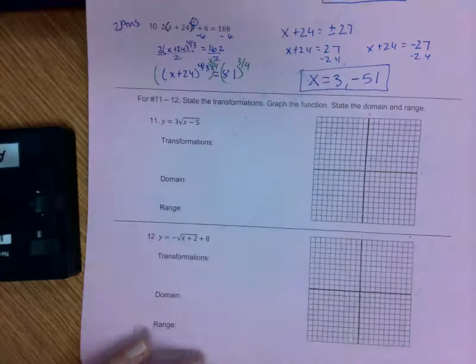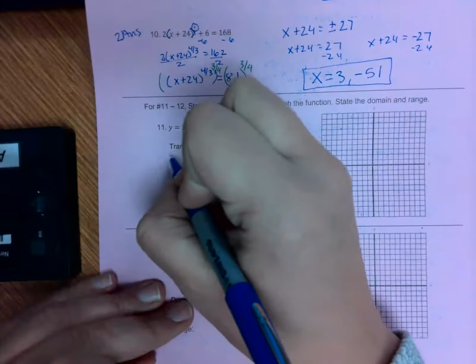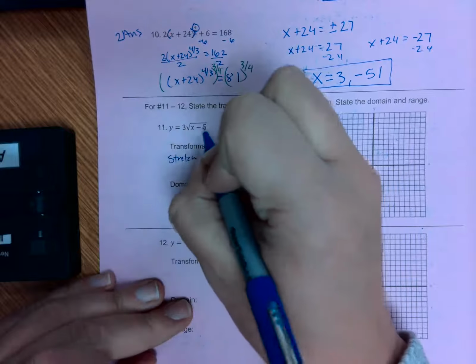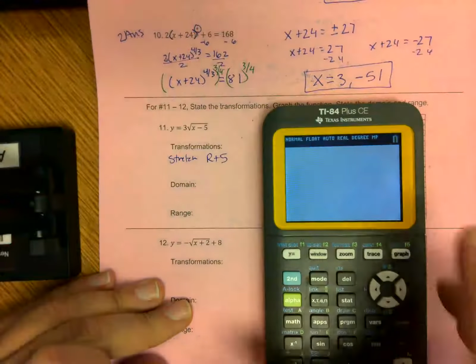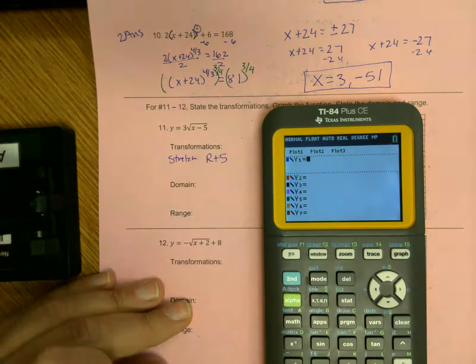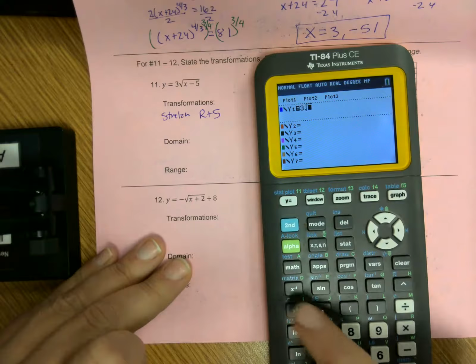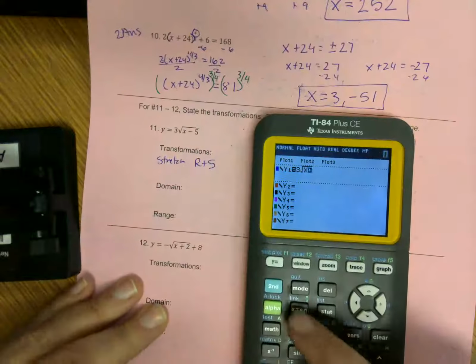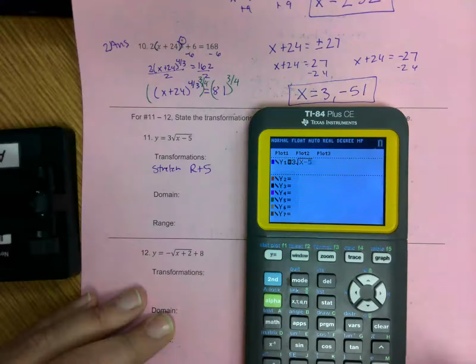For my graphing, you don't have to state the transformation. If you want to, though, I see that this is going to stretch, and this will move it to the right 5. So to refresh how to put it in your calculator, go to y equals, clear out anything you have there. I type in my 3. I need to go second x squared right there to get my root. Type in my x right next to my alpha, and then minus 5.